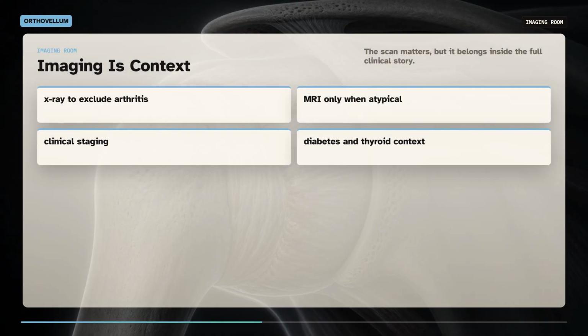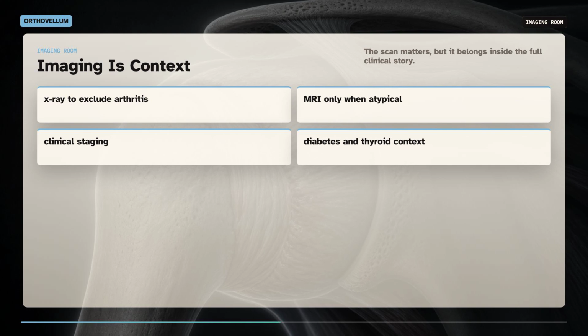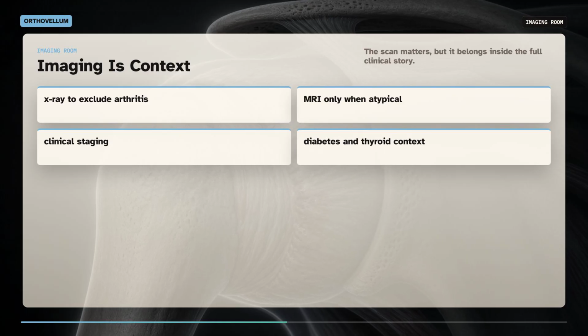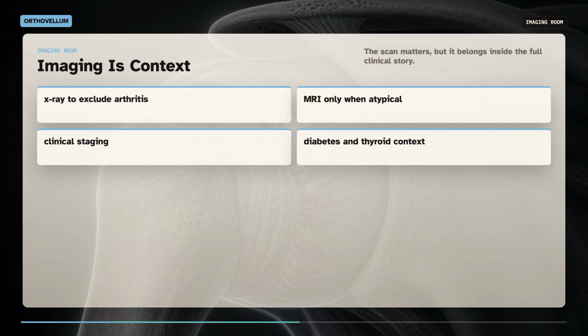Imaging helps when it is matched to the story. The useful imaging logic here is X-ray to exclude arthritis, MRI only when atypical, clinical staging, diabetes, and thyroid context. An image is evidence, not a verdict. The same report can mean different things in different people. The skill is to connect the image, the symptoms, the exam, and the person's goals. That is the difference between treating a scan and treating a patient. A useful image question is: did this picture reveal the diagnosis, confirm the severity, exclude danger, or help plan treatment?